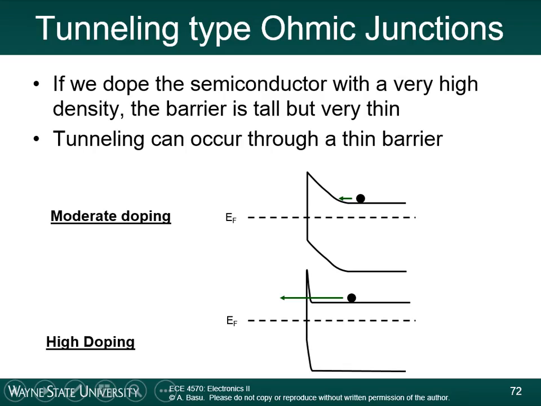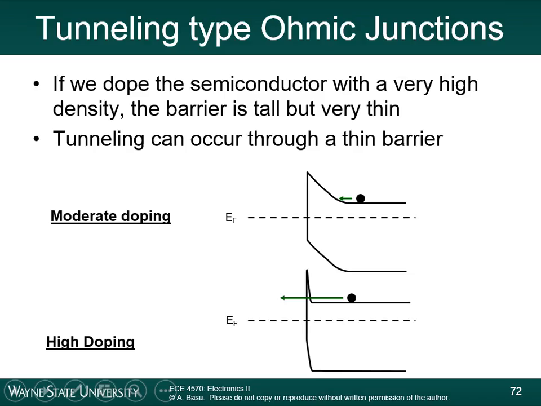The depletion width will be more narrow. If you remember from the diode chapter, the higher you dope the diode, the smaller the depletion widths. Well, if you dope an N-type semiconductor very highly, the depletion width, remember the region where there's a slope here, that's the depletion region. This is moderate doping, so it has a relatively wide depletion region. And if you have a very high doping, you have a very narrow depletion region. When you have a very narrow region like this, even if there's a tall energy barrier, if it's very narrow, the electron can tunnel through it.